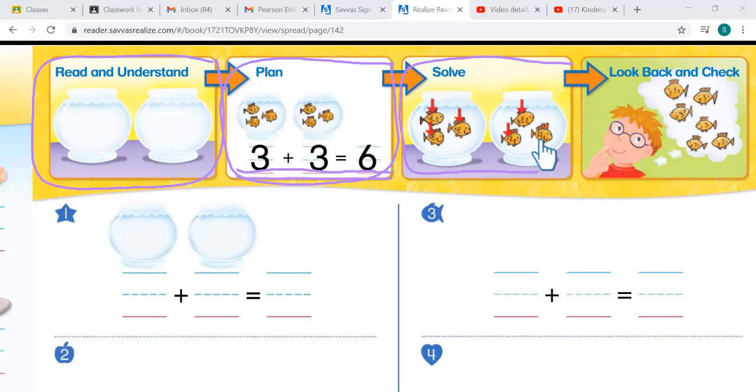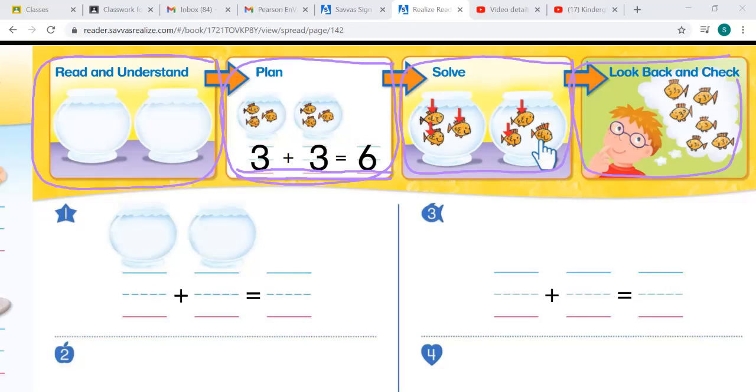Let's go to our third box over here. How can we use the picture that Yusuf drew to solve the problem? We can count the 2 groups together to find out that he sees 6 fish all together, right? So let's look at our last box. How can I use the picture to check my answer? Well, I can count to see that my drawing matches the story, and then count to see that I have the right number sentence.